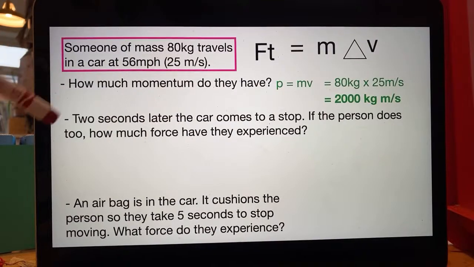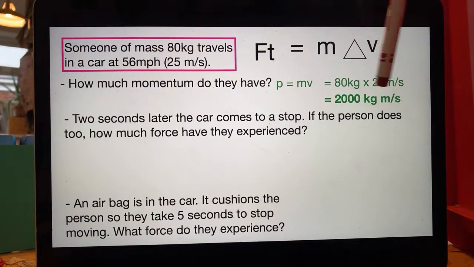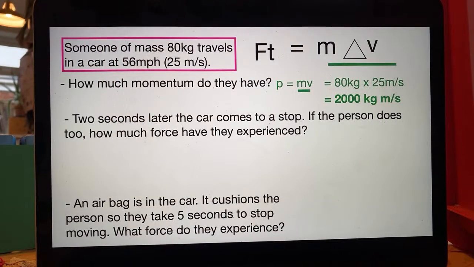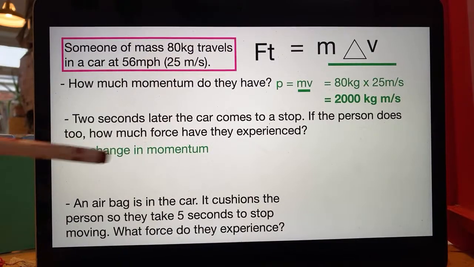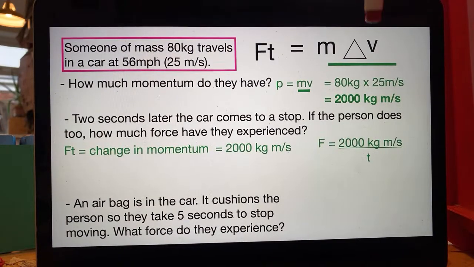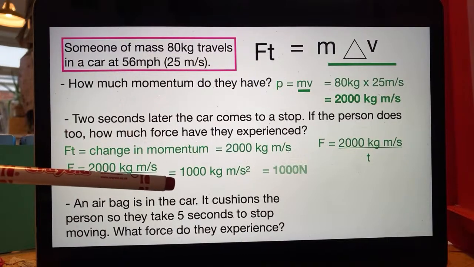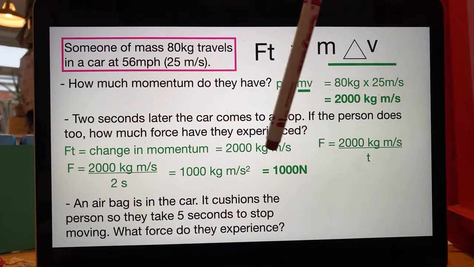If the person stops in 2 seconds, you've just got to rearrange this equation. So you've got 2,000 kilogram meters per second, which is the change in momentum. So you're looking for the force, right? Force times time is change in momentum, and therefore the force equals the change in momentum divided by the time. We've already got the change in momentum, and they've just given you the time. It's 2 seconds. So it's just 2,000 divided by 2, which is 1,000. Okay, that's quite a lot of force, isn't it? That's a lot of force, 1,000 newtons.